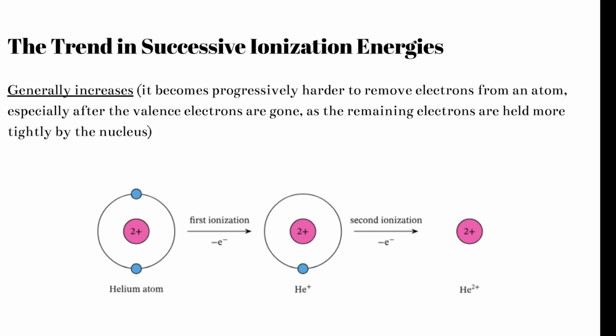Now let's talk about successive ionization energies, the energy needed to remove more than one electron. It usually gets harder and harder to remove each additional electron. After you removed the valence electrons, the next electrons are much closer to the nucleus and held more tightly. This is why there is often a huge jump between, say, the second and third ionization energies in some elements. You're moving to a new, more stable electron shell.